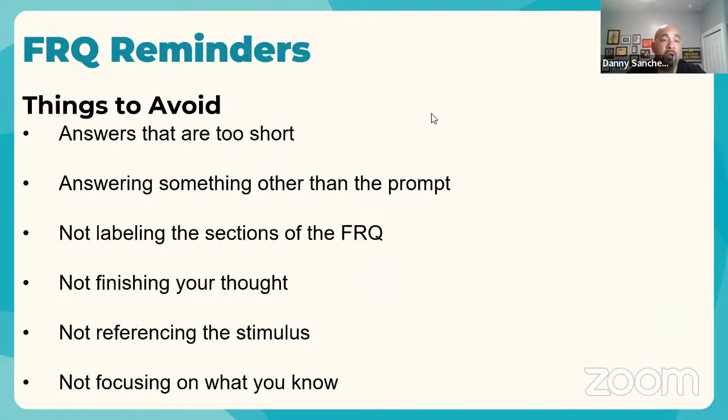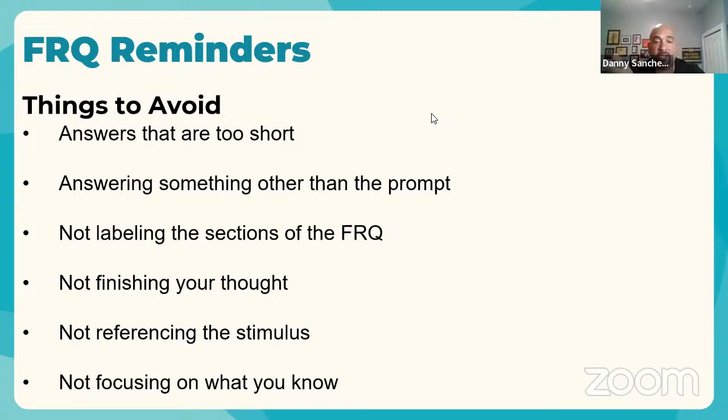All right, continuing on, things to avoid on the FRQs. Answers that are too short can be dismissed, especially if it's explain the degree. They expect a good bit of analysis there. Answering something other than the prompt. I didn't even mention this. I've been an AP reader for years, going to Cincinnati to read a few thousand of these every year. Guys, there's times I read some of these and I'm like, wow, this is a great answer to something completely different than what was being asked. Answer what they're asking you, not what you wish the question was.